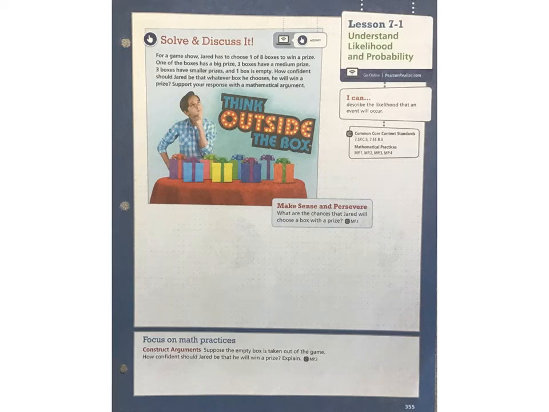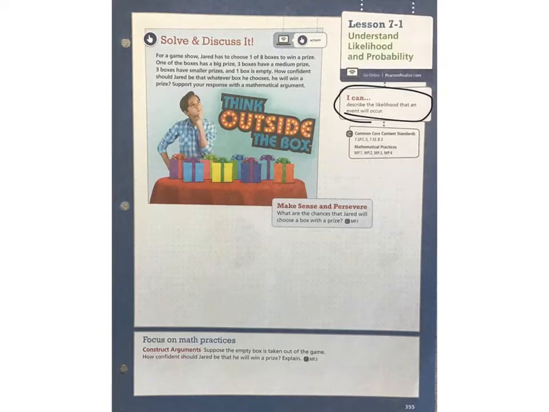Lesson 7-1, Understand Likelihood and Probability. In this lesson, we're going to learn how to describe the likelihood that an event will occur. First, take a look at the Solve and Discuss It question.